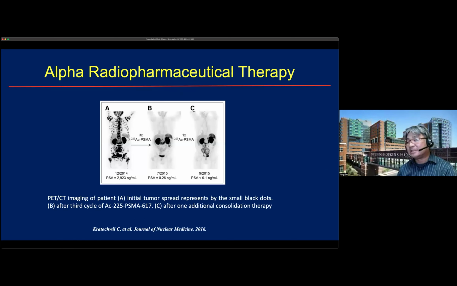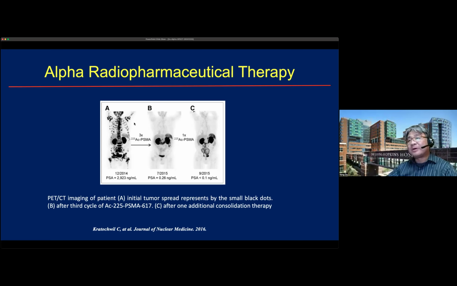But because of chemical issues and the availability of radionuclides, it wasn't really taking off. As I just said, there are some contributing factors in the last few years to the great increase in interest in alpha radiopharmaceutical therapies. One example is the figure shown here. It's done in Germany, and this patient had failed lutetium therapy, basically beta therapy. So they treated with actinium-225 labeled PSMA.